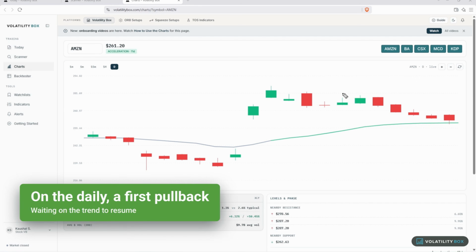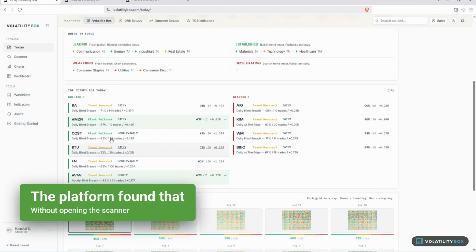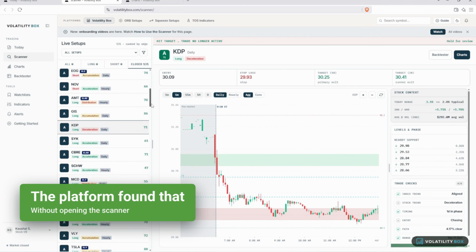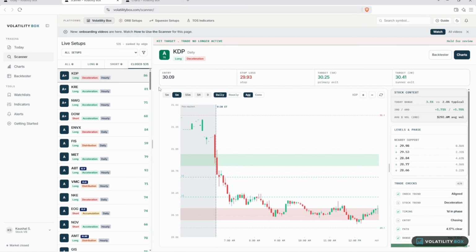If I come into the daily time frame chart, you'll see we're just pulling back to the market pulse line. This is a first pullback looking for a trend resumption. So that's an example of a really good setup that the platform is finding for you without you even needing to dive into the scanner and all of the different trades that we had set up today.